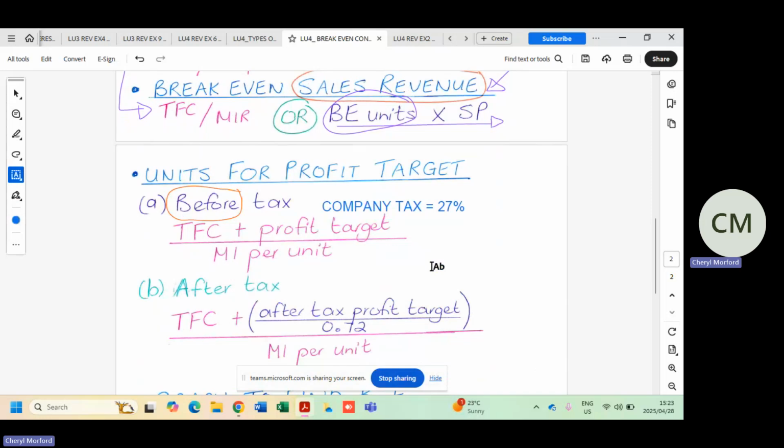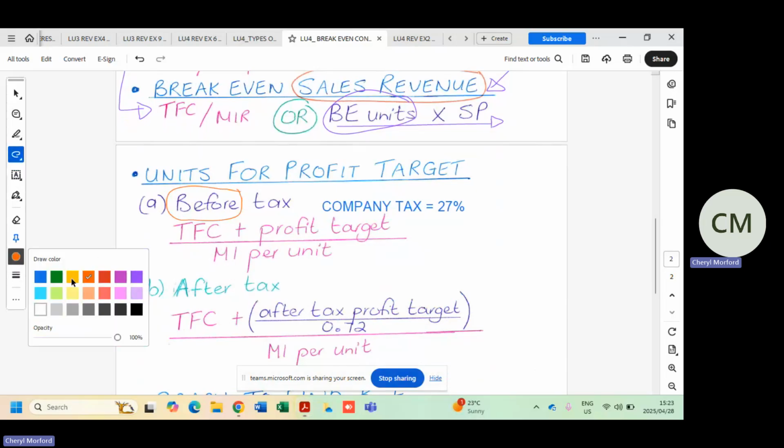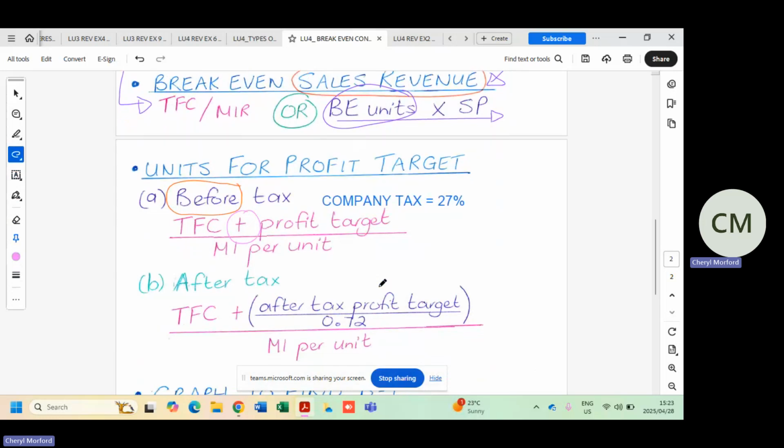So if you do get it like that, nice and convenient, very easy, what do you do? You're just going to take that before tax amount of profit and add it on to the total fixed cost. So we'll do pretty much the same thing as we did in the break-even calculation. Only difference now is not only do we have the total fixed cost at the top of the calculation, but we add the profit target on. And once again, round up.